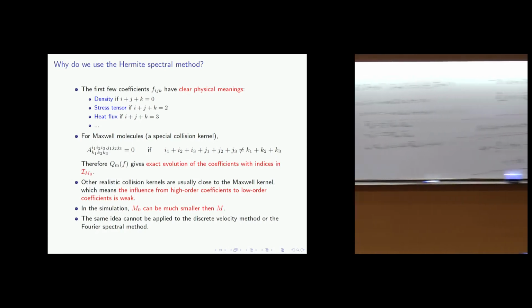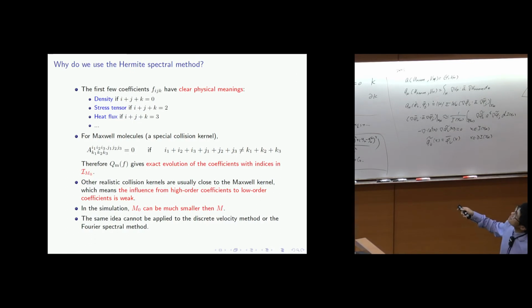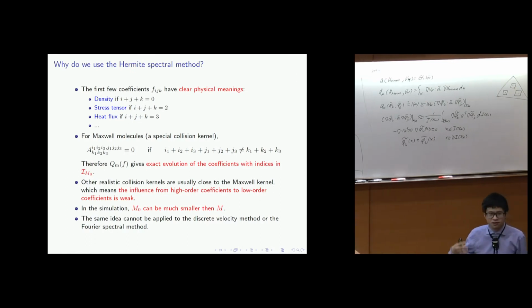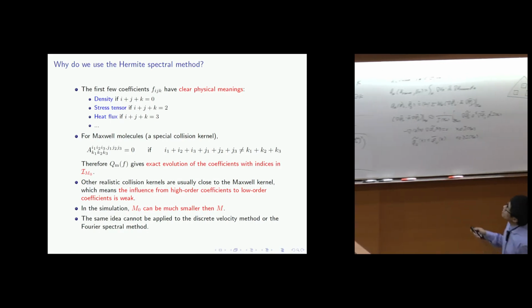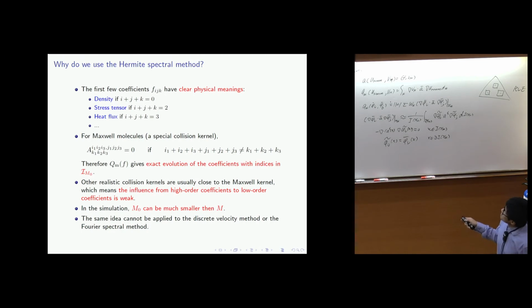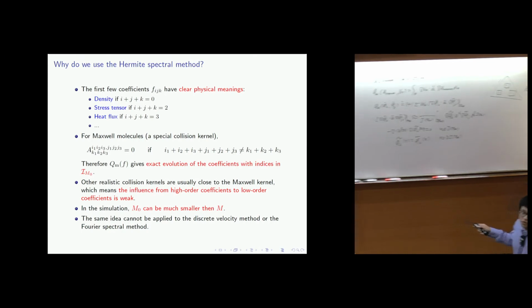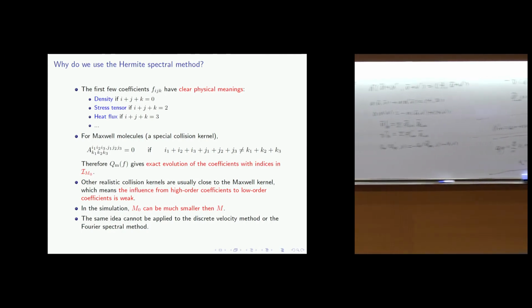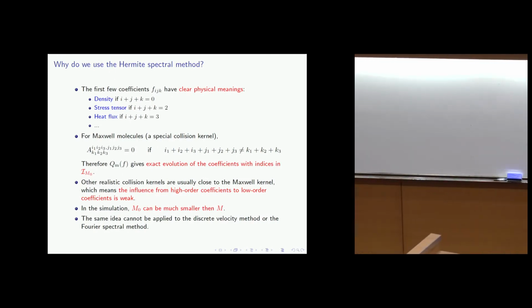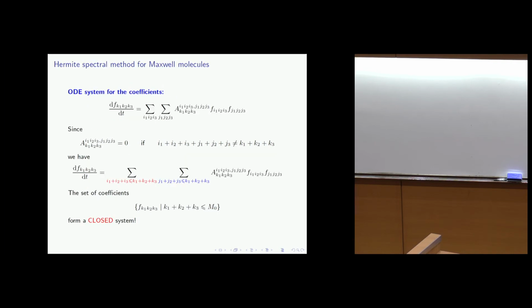Okay, and the second thing I want to mention is a special type of molecules proposed by Maxwell as approximations of the real gas molecules. For this special type of molecules, if you look at these coefficients, it has a special property. These coefficients are equal to 0 if the sum of these 6 coefficients' indices is not equal to the sum of these 3 indices. In this case, the coefficients are zeros. What does it mean? I will switch to the next page.